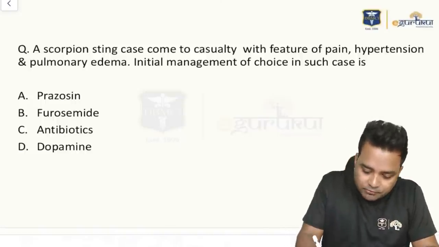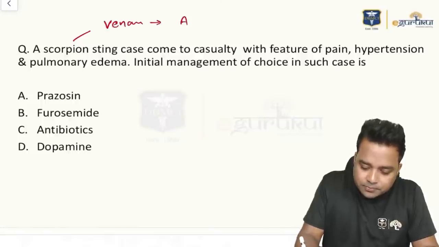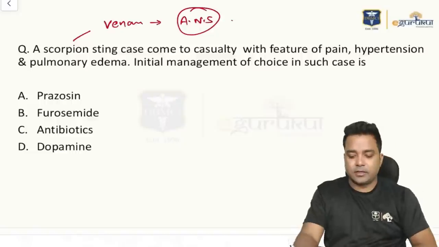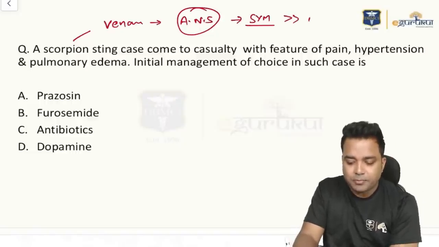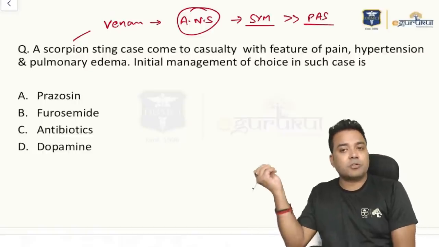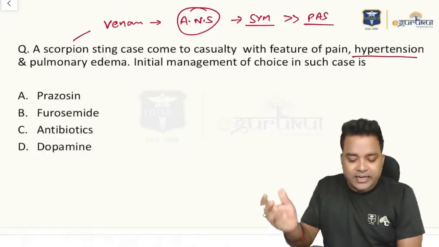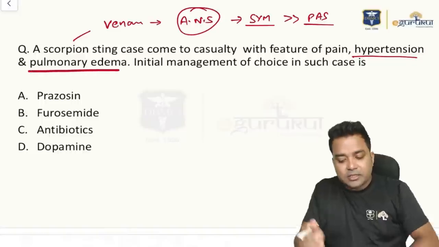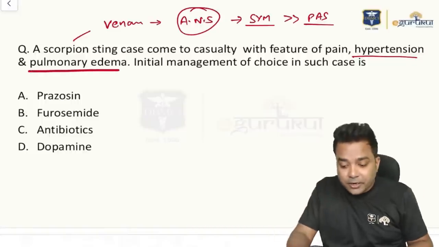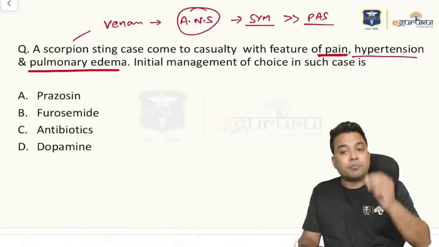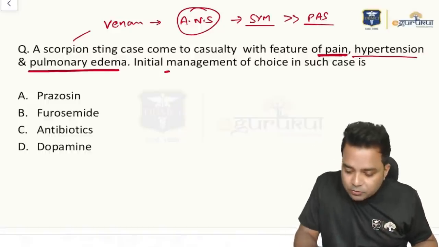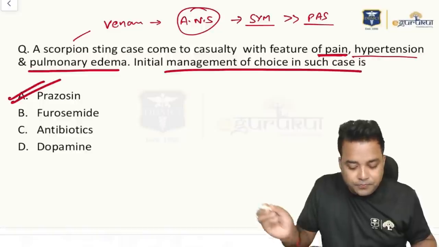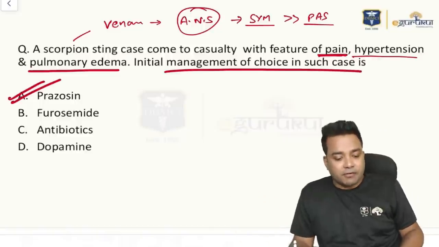Always remember, scorpion venom mainly acts over the autonomic nervous system and initially leads to sympathetic overactivity followed by parasympathetic overactivity. Features are hypertension, tachycardia, then pulmonary edema, excruciating pain at the sting site, and bleeding can also be seen. So initial management of choice will always be prazosin, a specific alpha 1 receptor blocker.